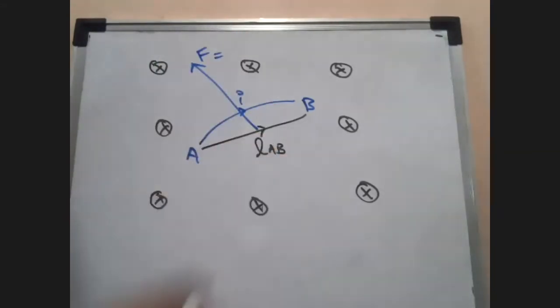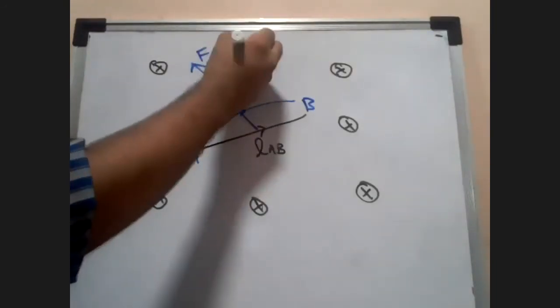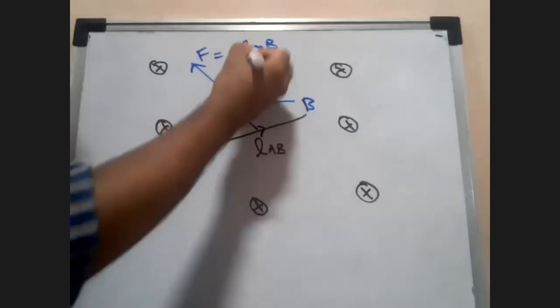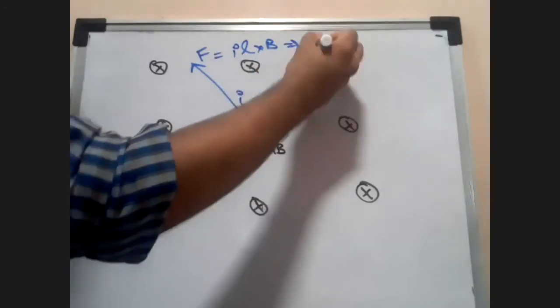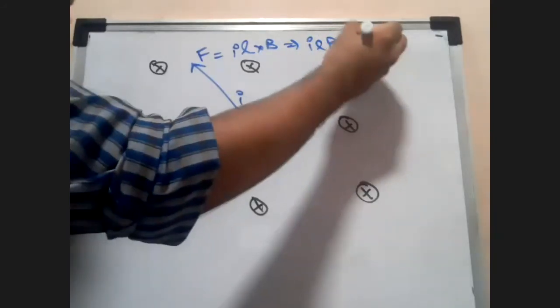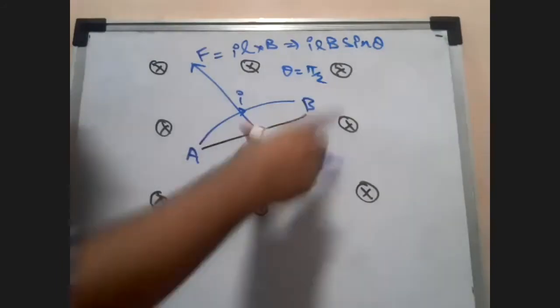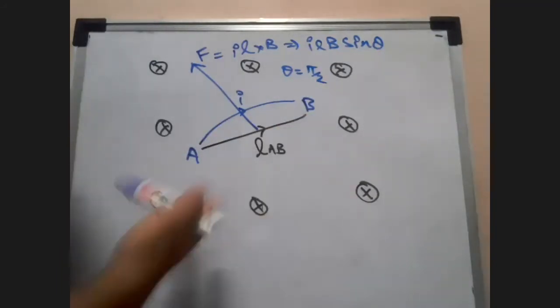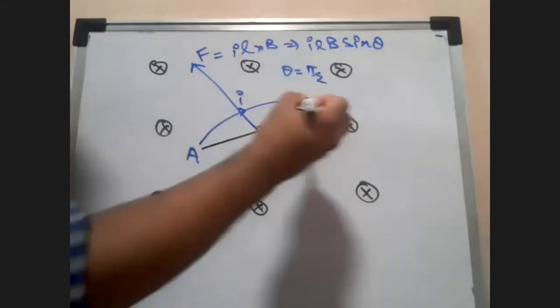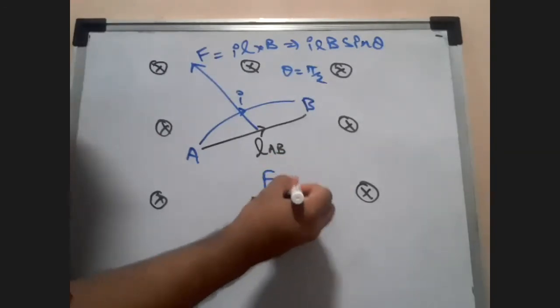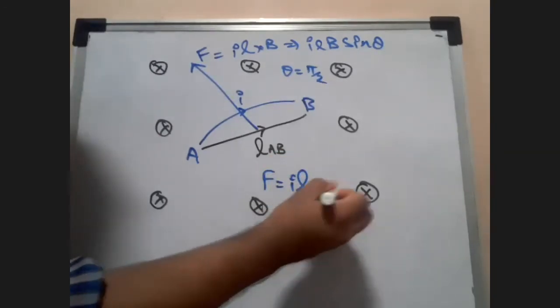Force will be having a magnitude of what? Now there is a catch there. Force has a magnitude, but we have to find out that magnitude. Okay. So of course I know that it is going to be I L cross B, and here it is going to be ILB sine theta, students. Theta I know is equal to pi by 2, of course, because my length vector and the magnetic field are perpendicular to each other. So my force F is going to be equal to I L_AB into B.